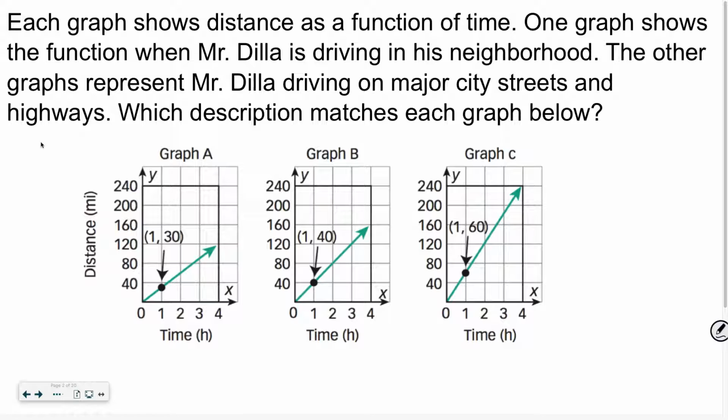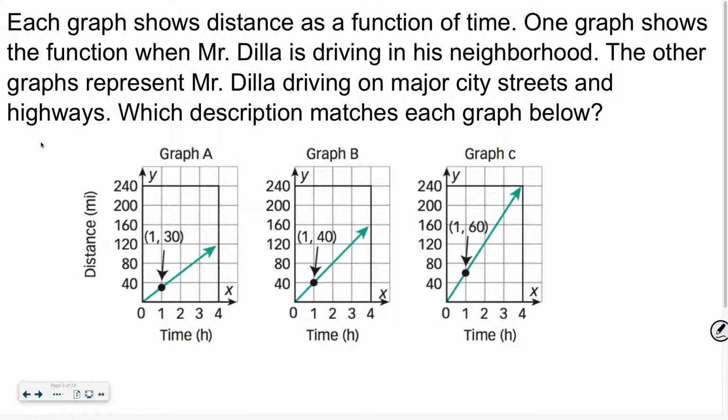It says it shows the distance as a function of time. So the x-axis is time, the y-axis is distance. One of these graphs shows Mr. Dilla driving around a neighborhood, one of them shows him on major city streets, and one of them shows him on a highway. We're going to figure out in a little bit which graph we think is which.